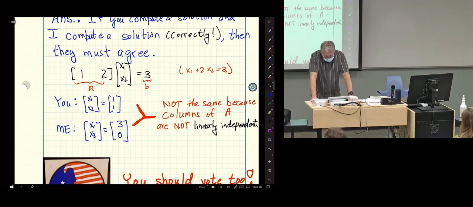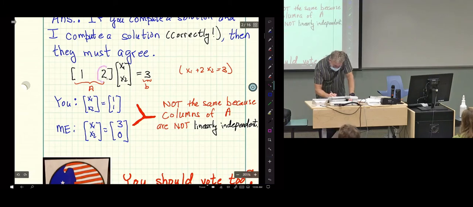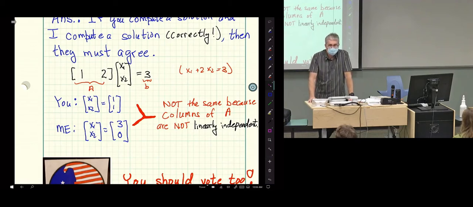It's because the solution is not unique, and that means that, yes, I can write 2 as a linear combination of 1. It's 2 times 1. The columns of A are not linearly independent, so the solution is not unique. This is trivial, really down simple, but just trying to make the concepts concrete.